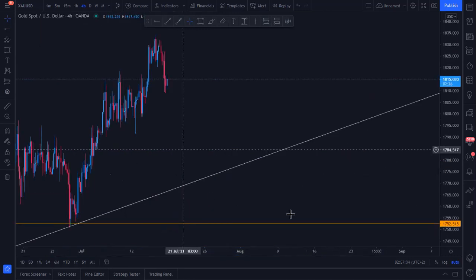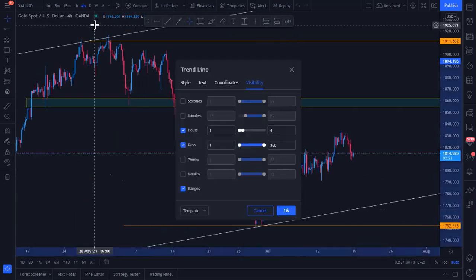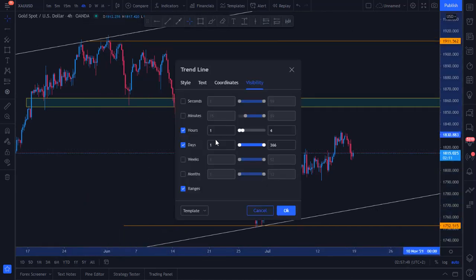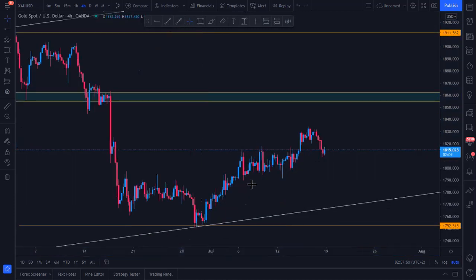So what's next? What am I going to do now? I'm going to make sure these lines appear on the 4-hour time frame, because I'm going to draw another structure now. Let me draw from this support, the lowest point.